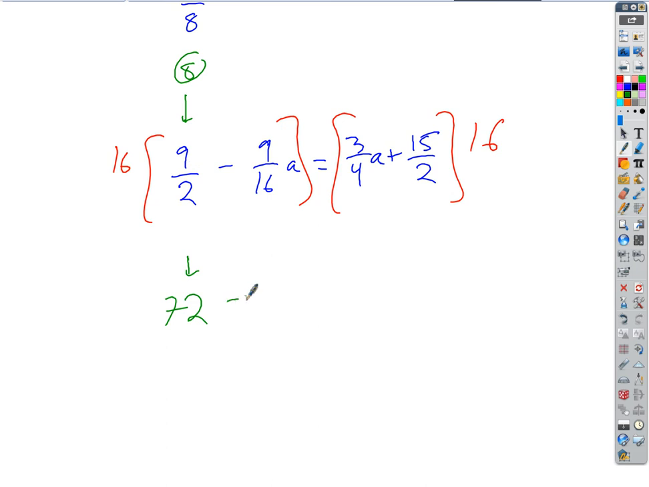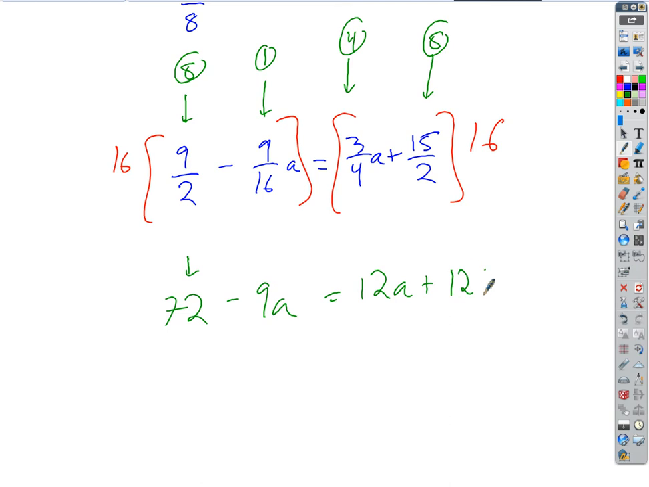What about here? 16 over 16? So we get minus 9a. 16 over 4. Remember this trick? 4 times 3, 12. 16 over 2, 8. 8 times 15, 120. Okay, and now we can solve that pretty easily, can't we?